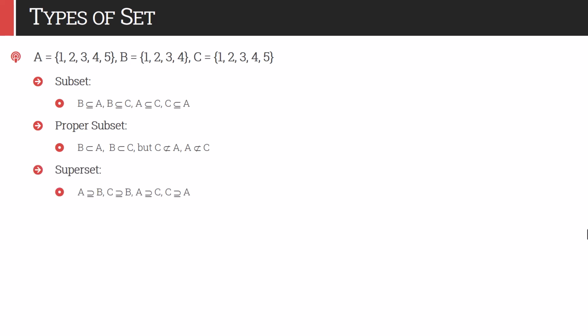And in the same way, if we talk about a superset, then A is a superset of B and C is a superset of B because both contain B. Similarly, A and C are identical. So if there are two identical sets, both can be supersets of each other. So A is a superset of C and C is a superset of A. But if we talk about proper superset, then only these two conditions are true. A is a proper superset of B and C is a proper superset of B. A is not a proper superset of C because there is no additional element in A. And the same is true for C.